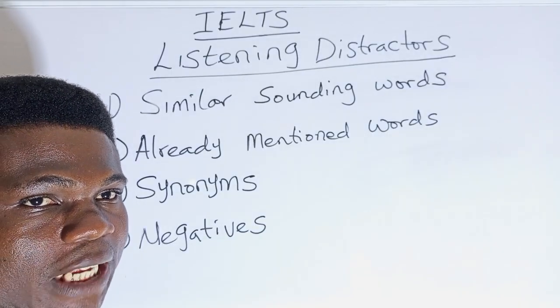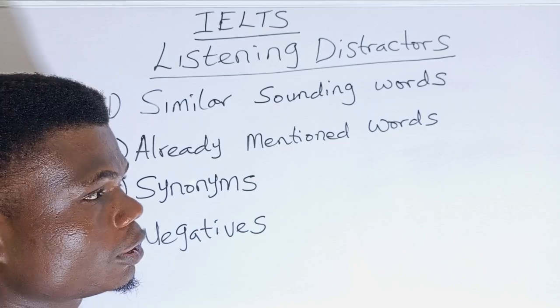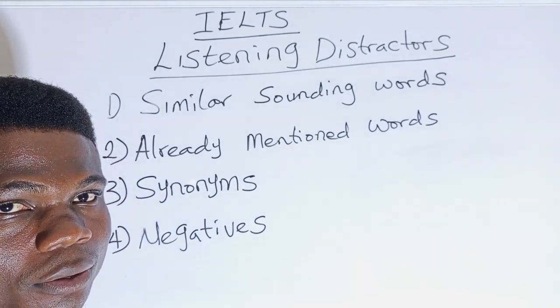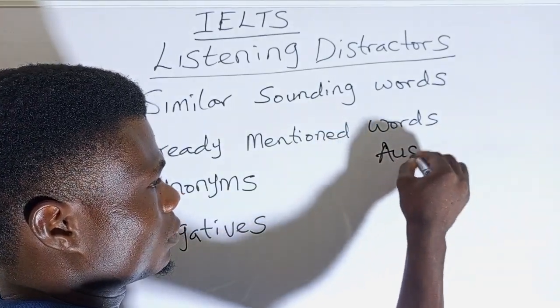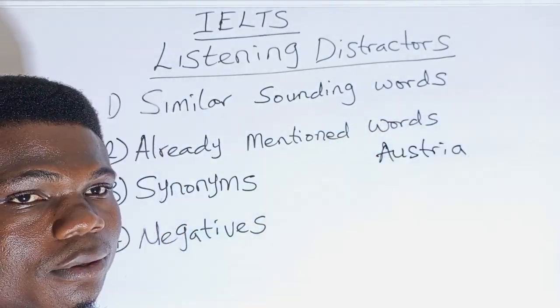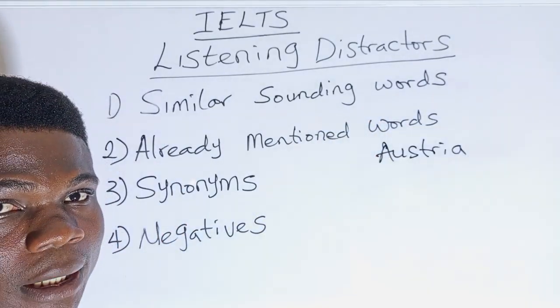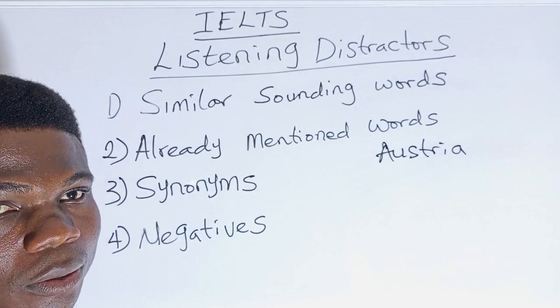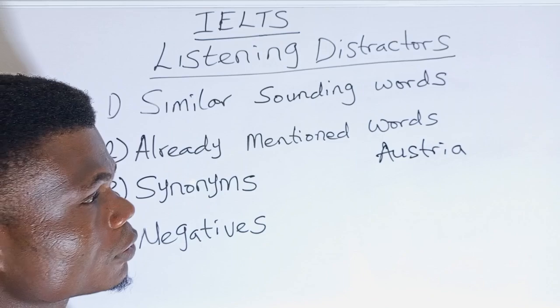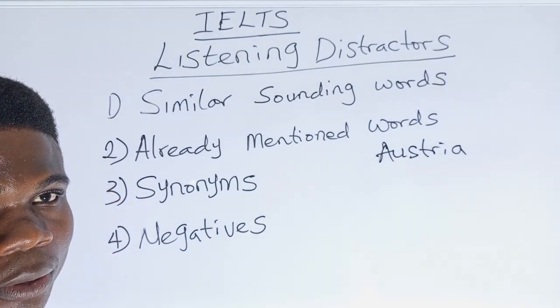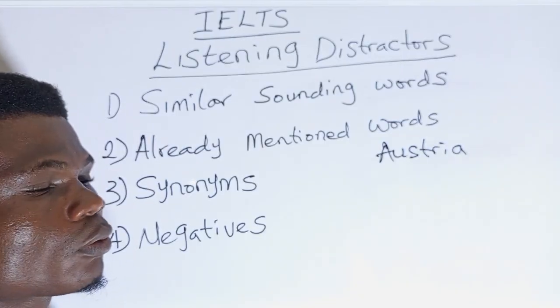So looking at this audio, what is the answer? The question says country of destination. Now, what is the country of destination in this audio? The country of destination is Austria. But a lot of students think the answer here is Australia, and that is because the two words are very close. And this is because many are not familiar with countries such as Austria. So this is one of the traps you should watch out for. Listen very carefully so you don't fall into this trap.